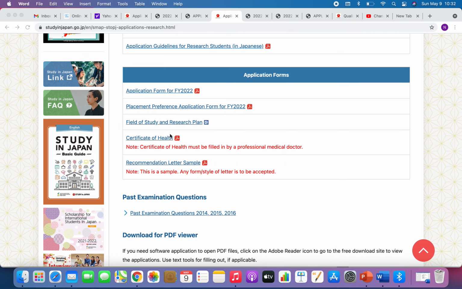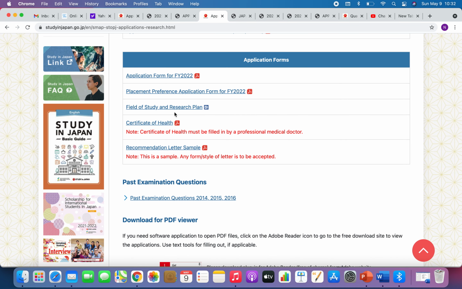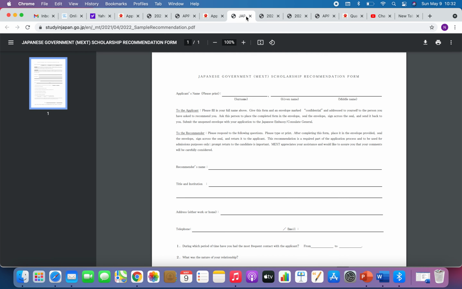The next one is the recommendation letter. Before I get here, this is a sample. Any form or style of letter is to be accepted. So they don't expect you to do exactly this, but you can use this, but any form can be accepted. But there's something I wanted you to note. If you're going to use this style, then you should just fill your name. But if not, then the person can just write your name on the form.